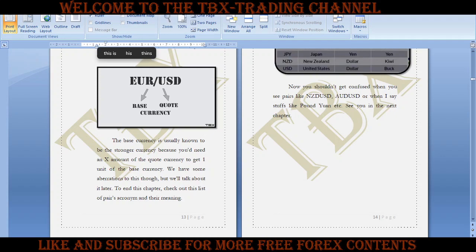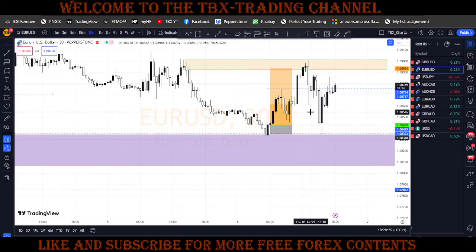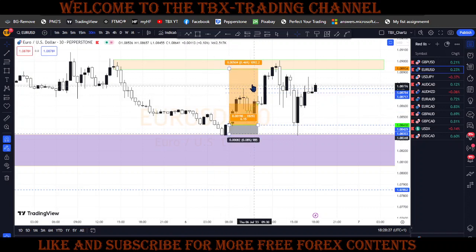So let's jump into TradingView right now. This is actually a trade we took today. It's very, very nice, a nice 1 to 6 risk to reward ratio. We actually made a lot from that. So let's jump to business.